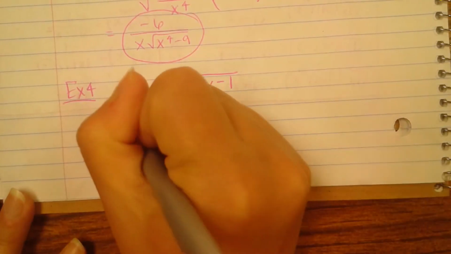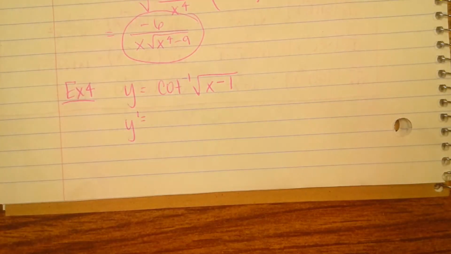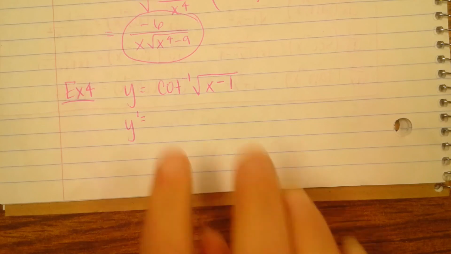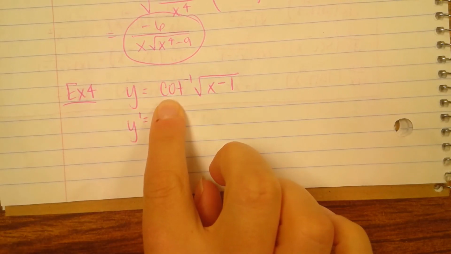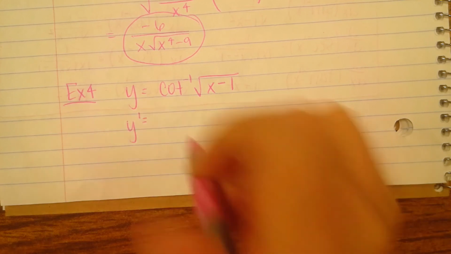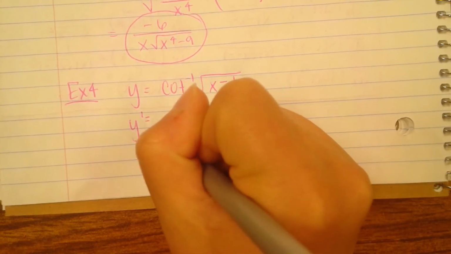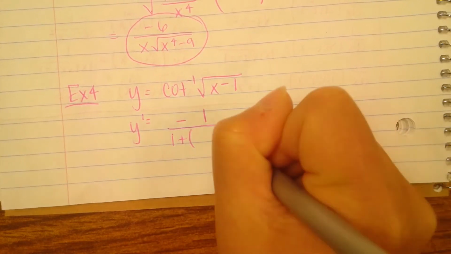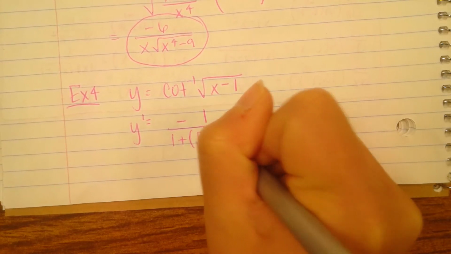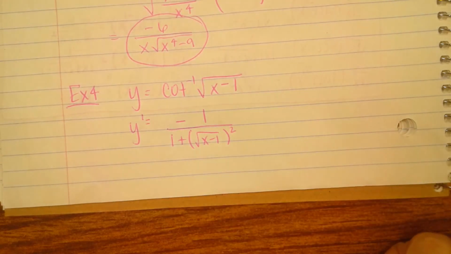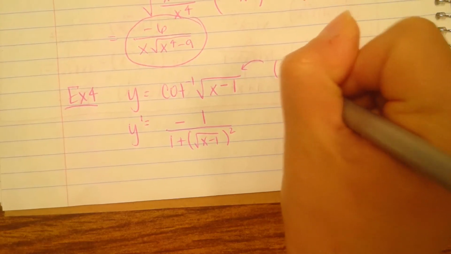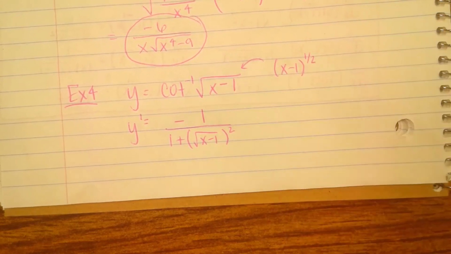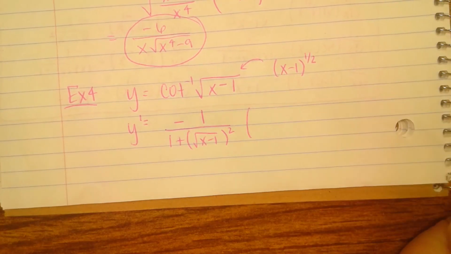Okay. So the derivative, again, this is a couple different things. We've got chain rule happening because we've got an outside function and an inside function. So I'm going to handle the outside function first, cotangent inverse. The derivative would be negative 1 over 1 plus the x value squared, which in this case our x value is the square root of x minus 1. So that quantity squared, and then we have to take the derivative of our inside function, which if I write that as x minus 1 to the 1/2 power, makes it a little bit easier to see that derivative.